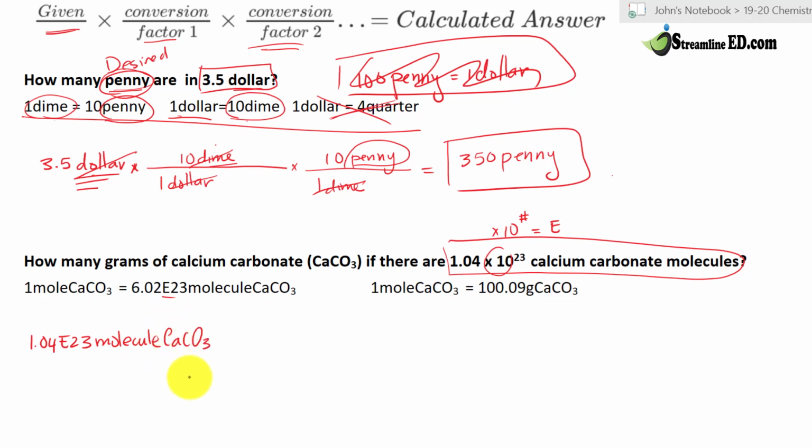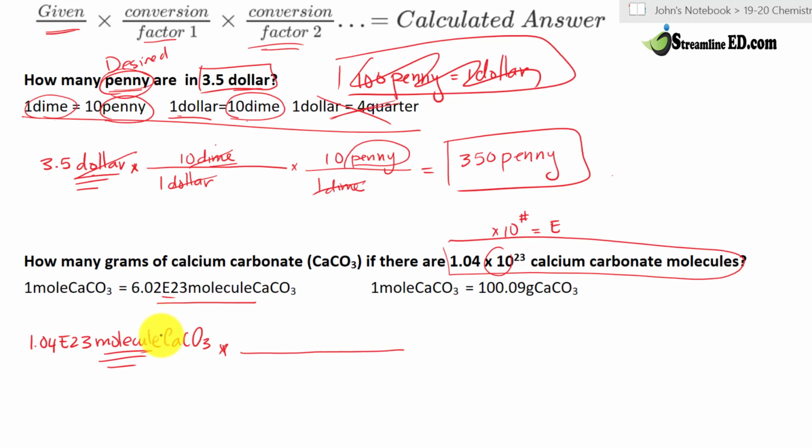Now time for our first conversion factor. Which conversion factor do we multiply by? Well, we need to have a conversion factor that has molecules of calcium carbonate in it. Which one has it? Well, this one has it. So we are going to multiply by that conversion factor.